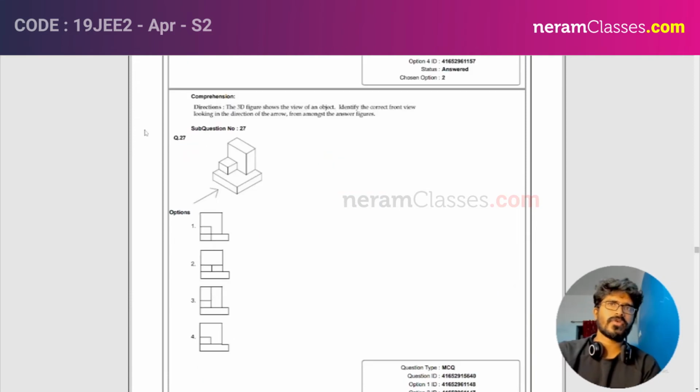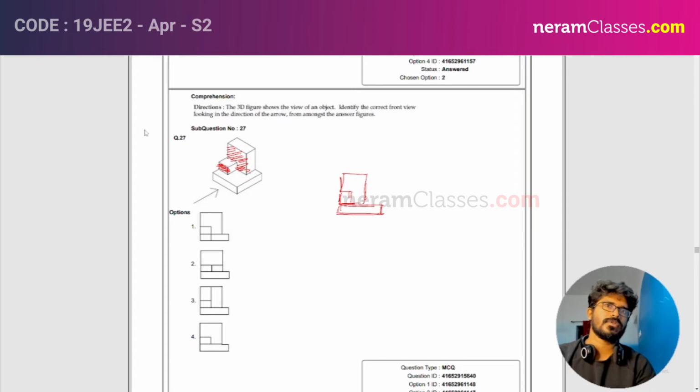Question number 27 is we need to find out the elevation for this 3D composition based on the direction of the arrow. So here we'll draw the elevation. This shape which is here will be seen from the direction of the arrow, and the next shape which is facing the arrow is this shape. So it will be getting attached here, and it is standing on the pedestal, so it's a rectangle. So we'll draw the rectangle in the base.